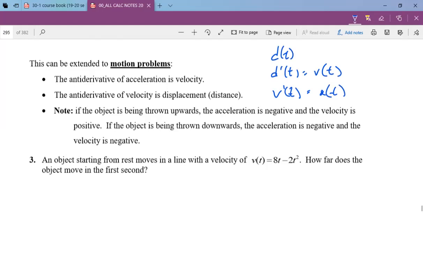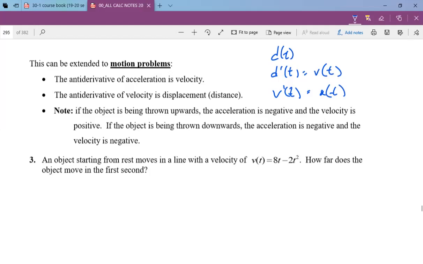A couple other things that should be noted: if the object is being thrown upwards, the sign, negative and positive, is going to matter. If we're talking about vertical motion, positive displacement is something that's above ground. Positive velocity would mean something moving upwards, and negative velocity is something moving downwards. That infers that acceleration due to gravity is negative because it's pulling down, in a negative direction compared to the displacement.